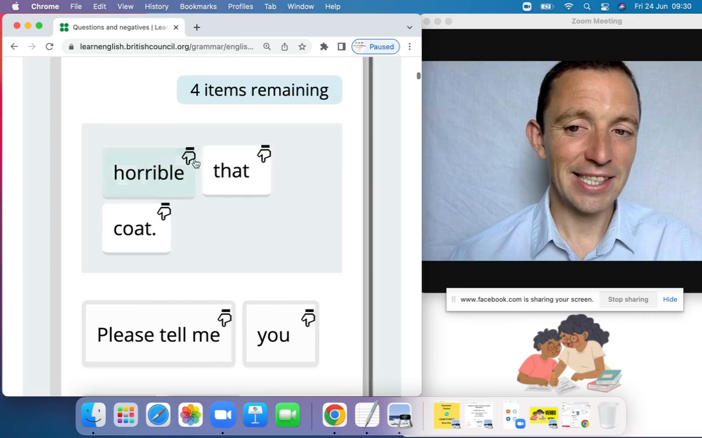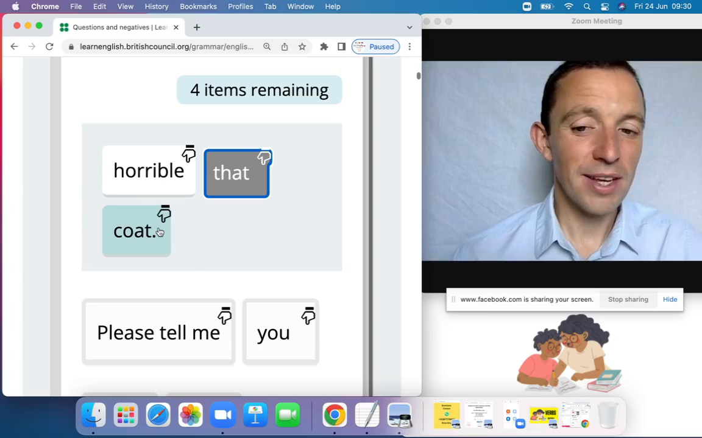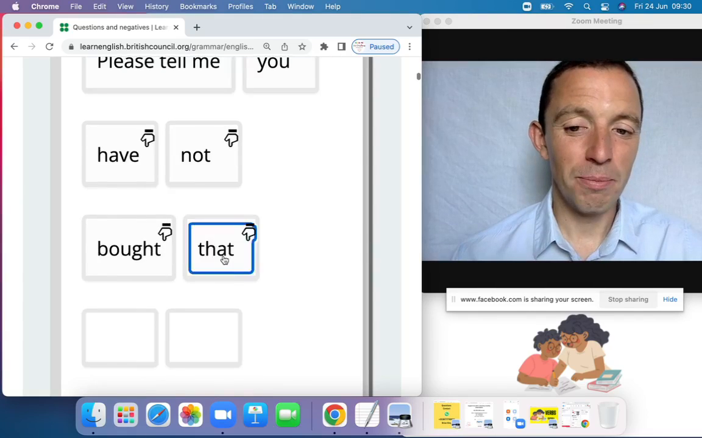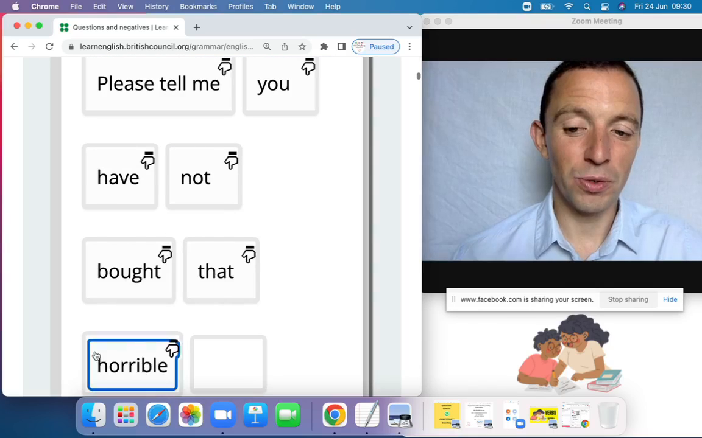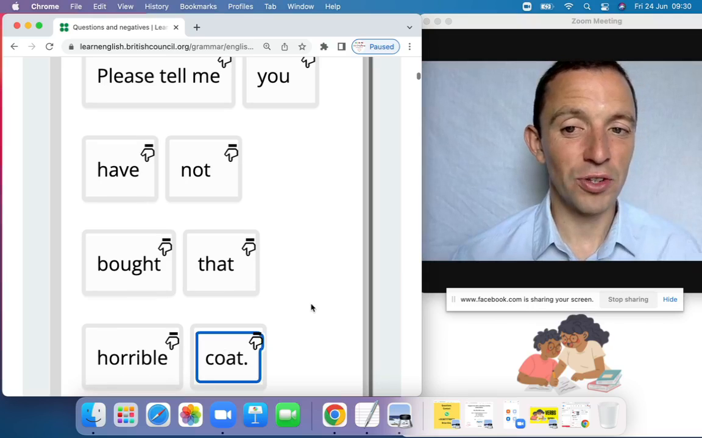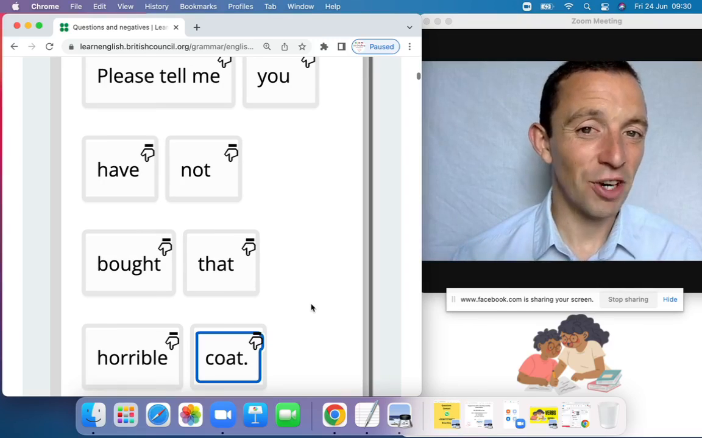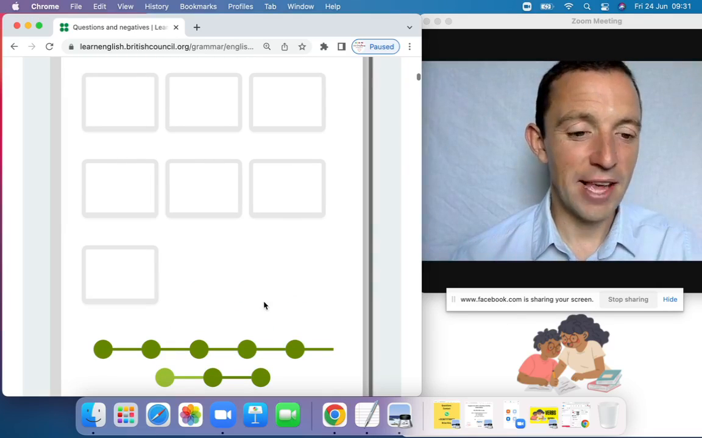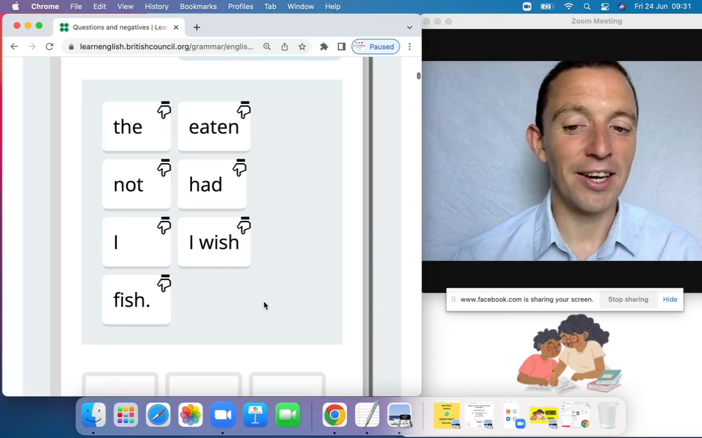This, that, specific, that coat. Coat is the object, but the adjective is horrible, that horrible coat. Please tell me you have not bought that horrible coat. So obviously the opinion of the coat is not good. So please tell me you have not bought that horrible coat is the correct order and the correct structure. Next, 3 more. Had eaten, not, had, I wish, fish.